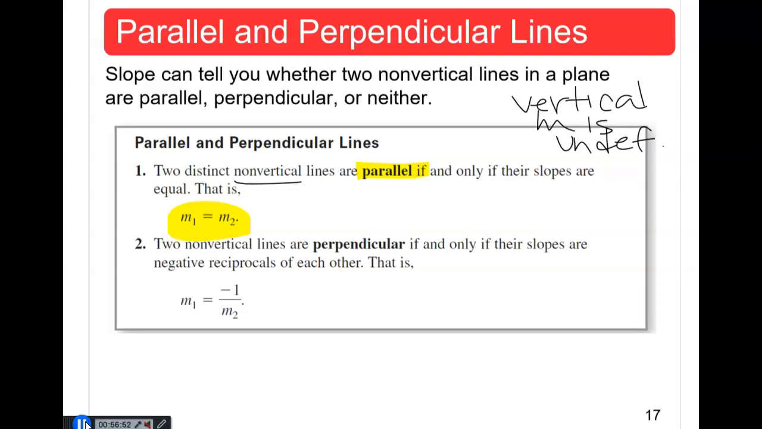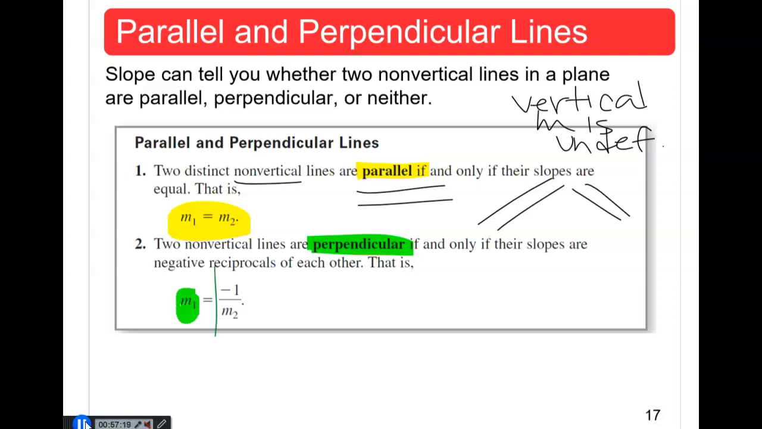So parallel lines could be horizontal, that's fine. They could be slanted to the right or to the left. Those are examples of parallel lines. And we have the other case: if they are perpendicular, then that is because their slopes are negative reciprocals of each other. So we have one slope here and the other one is here.